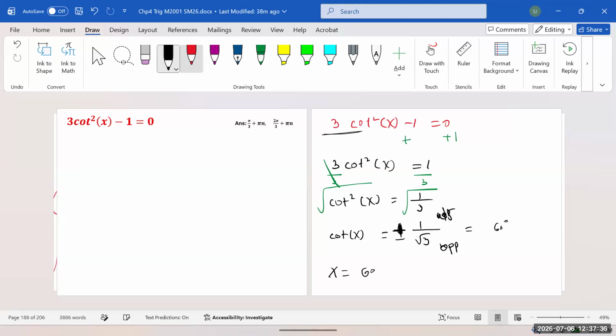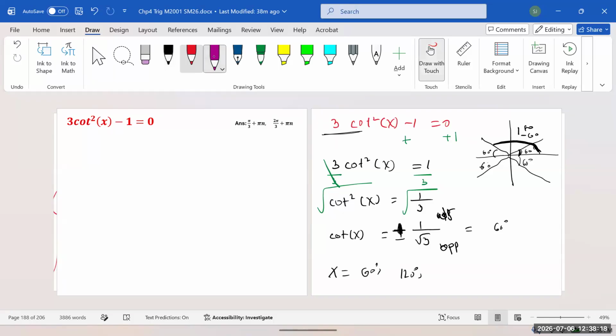So one of them is positive 60 degrees. If you look at the unit circle, we have 60 degrees here. We have another 60 degrees here, that's minus 60 degrees. We have another 60 degrees here, that's also minus. And we have another 60 degrees here. So how many solutions are you supposed to have in one cycle? 4 of them. So 60 degrees is direct. But for the next 60 degrees, what's the angle? 180 minus 60 gives us 120.